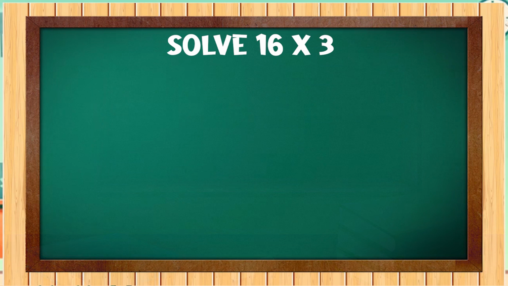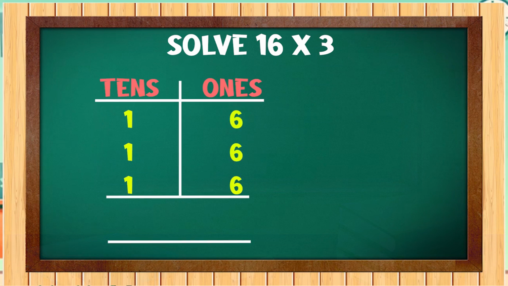Okay? So we set up the problem to facilitate addition by putting 16 plus 16 plus 16. And here we have all the 6's in the ones column and all the 1's in the tens column. So now it's perfectly set up for us to do our adding. So we begin by adding 6 plus 6 plus 6, which would give us 18.